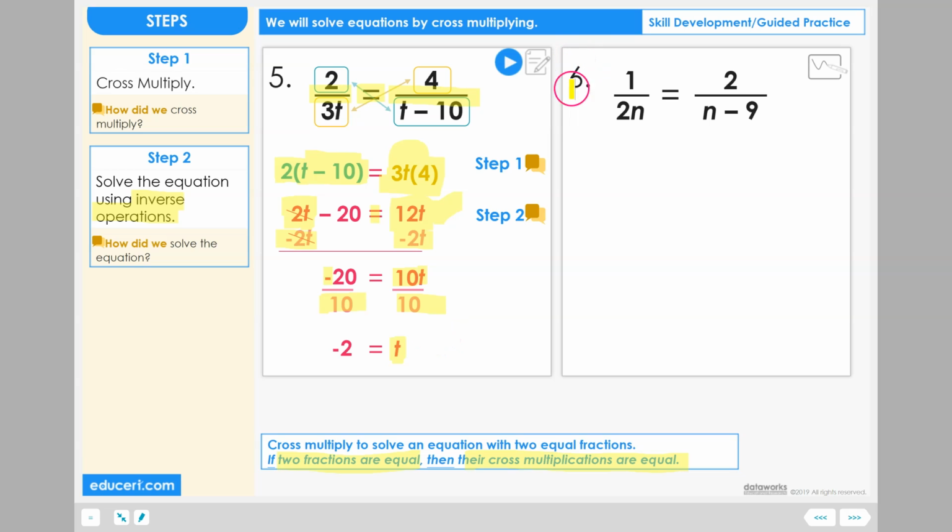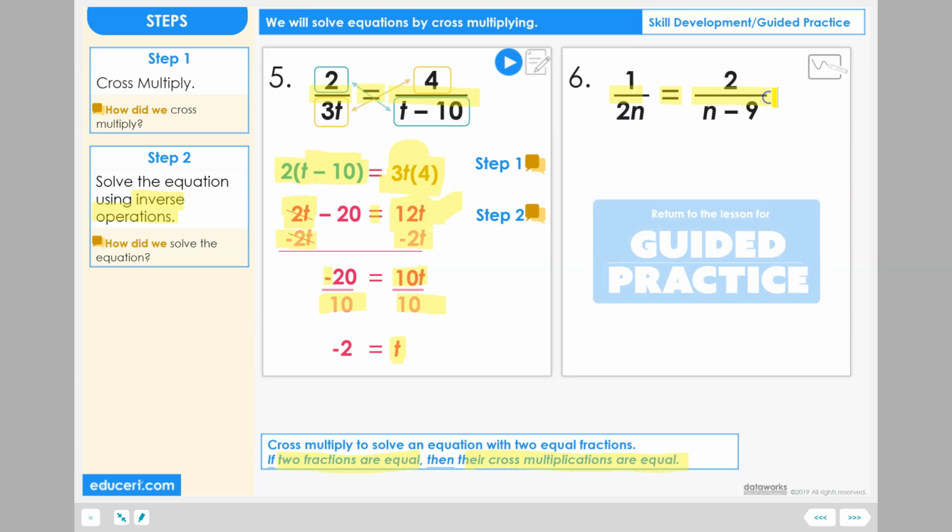You are now ready to solve the equation in number 6 using cross multiplying, because we see that we have two fractions that are equal.